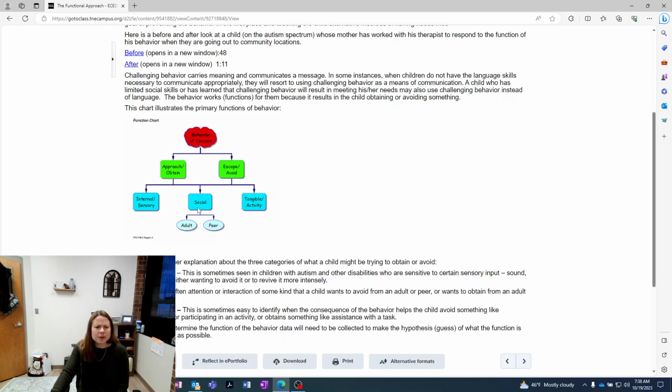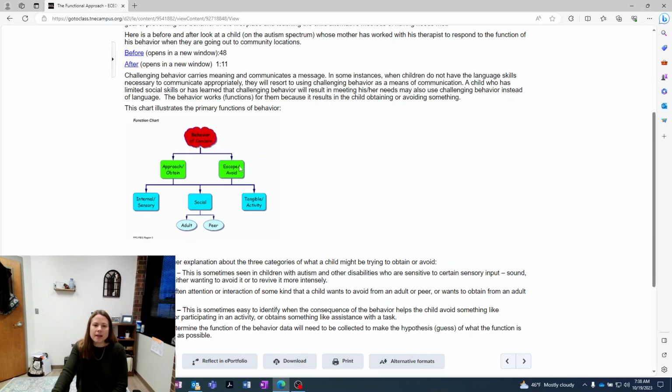Is it something from their peers, like social, that they need? Is it something internal, like a sensory issue? This may be related to their disability. Is it maybe something tangible that they want, like a physical item, right? If they're trying to escape, is it social, like attention? Maybe they need attention from their peers or other adults.